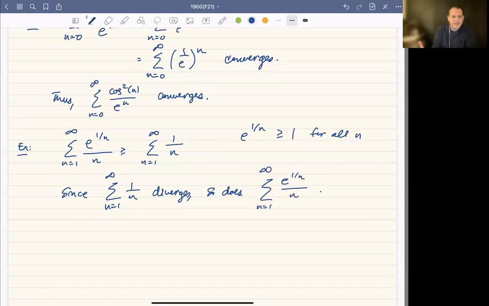Okay, and that's it. That's the comparison test. That's how this gets used. I think I'm going to stop the video for now and break this up into 2 pieces. In the next video, we'll talk about the limit comparison test, which is the second of the comparison tests from this section.